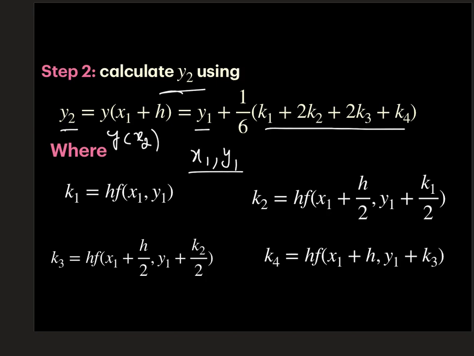Taking that, k1 can be found as h f of x1 comma y1. K2 is h f of x1 plus h by 2, y1 plus k1 by 2. Next, k3 is h f of x1 plus h by 2, comma, y1 plus the new k, which is k2 by 2. At the end, for k4, there is no divide by 2 in the formula. Be careful: h f of just x1 plus h, y1 plus k3. This is how you can obtain the k values, and you substitute back into our formula, which gives us the required answer for y2. So let's get started with the problems now.